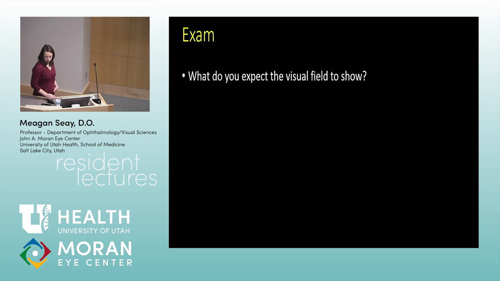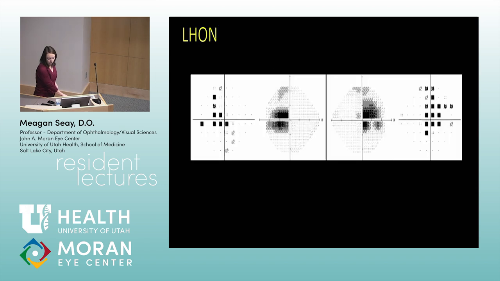And so what's the typical visual field in Leber's? Kind of already talked about it. Yeah, so bilateral cecocentral scotomas is most classic for Leber's. So this is what the patient had.